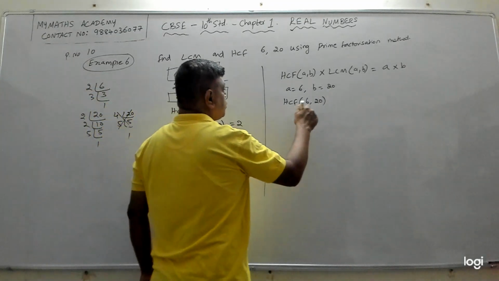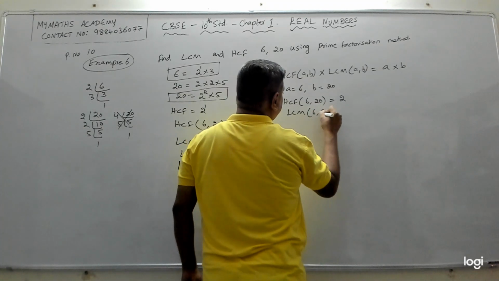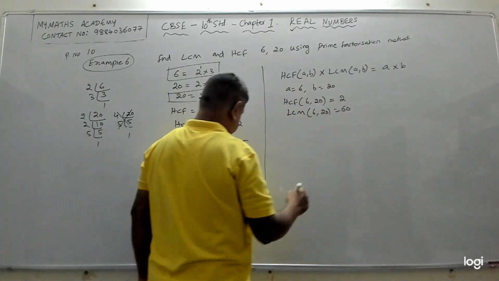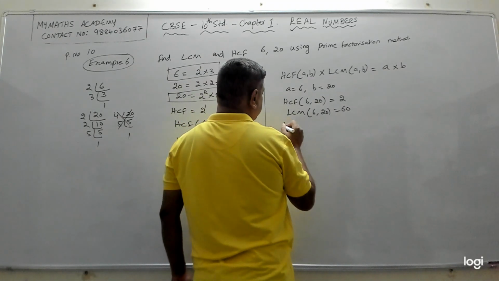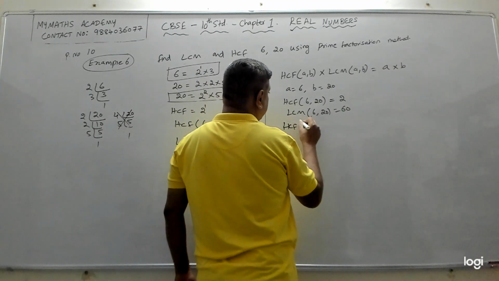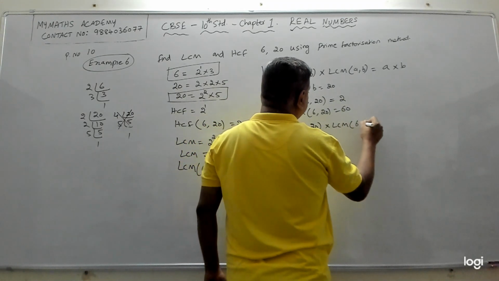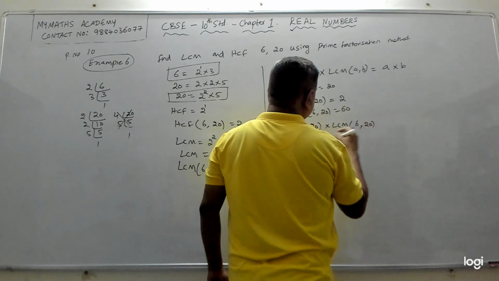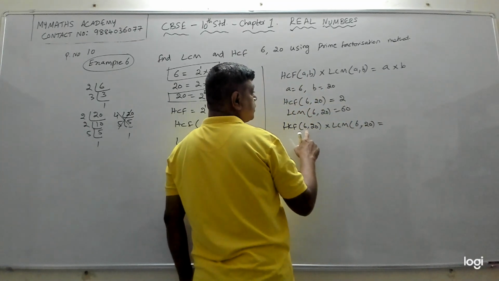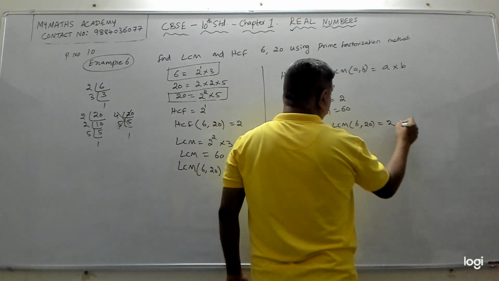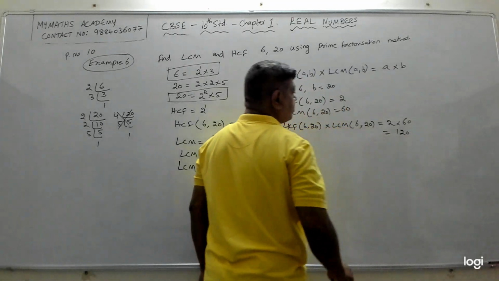Now the HCF of these two is what? We found 2. What is the LCM of these two, 6, 20? We found it as 60. Now what is the product of these two? So HCF of 6, 20 into LCM of 6, 20: the HCF of 6 and 20 is 2, so 2 into the LCM, 60. What is 2 into 60? 120.